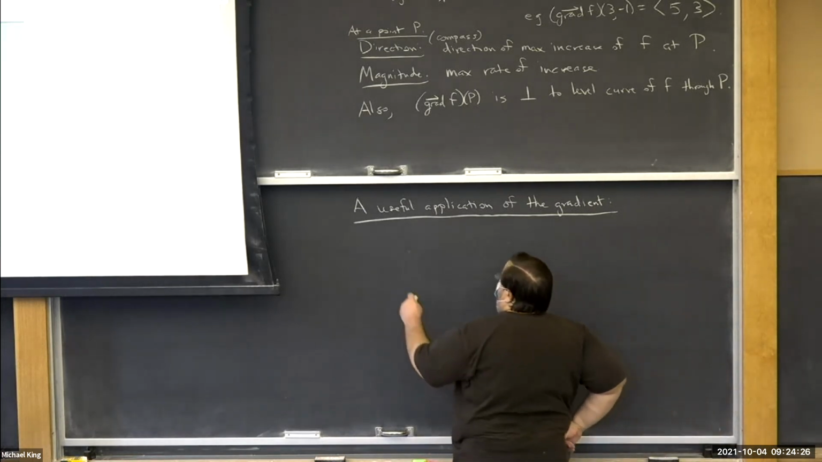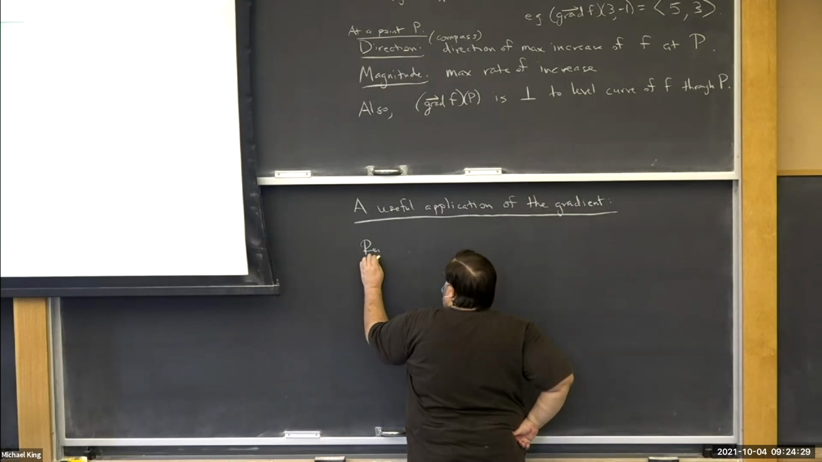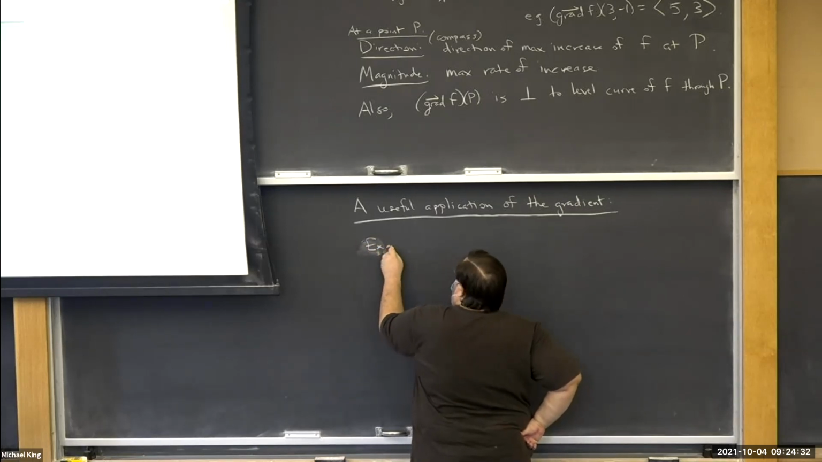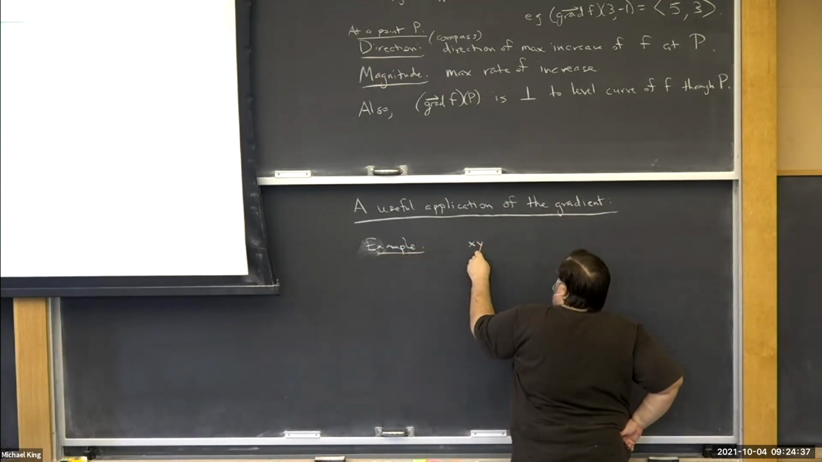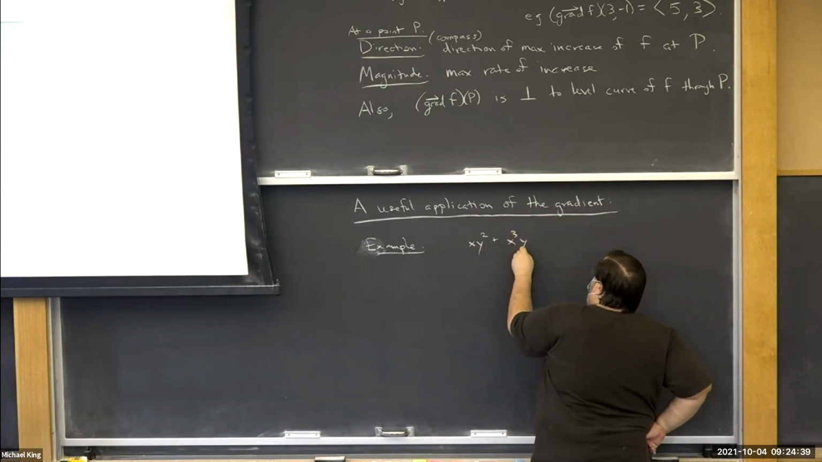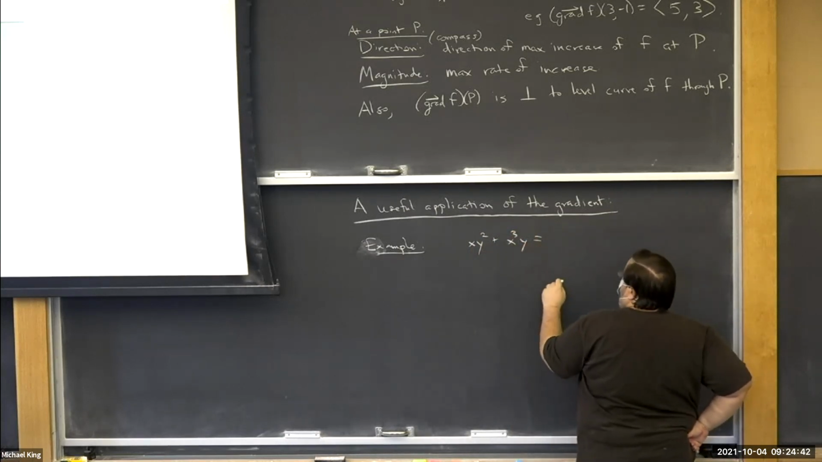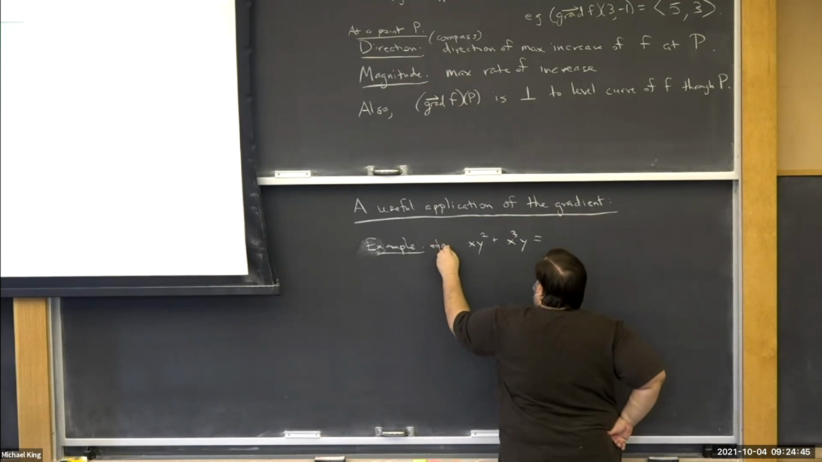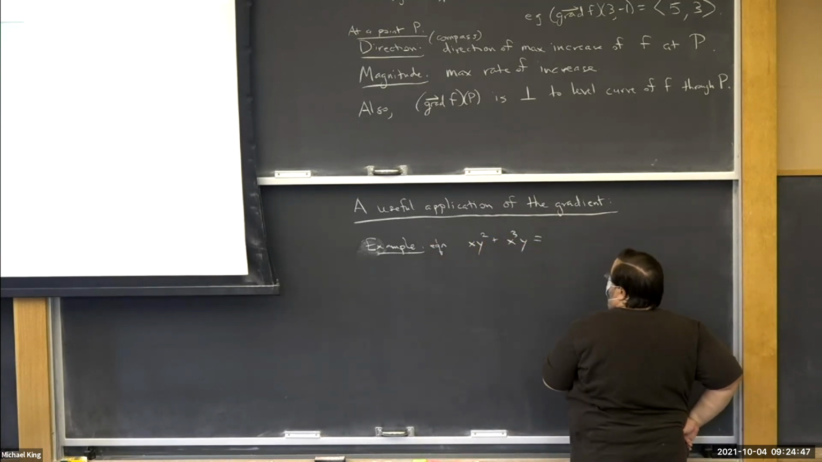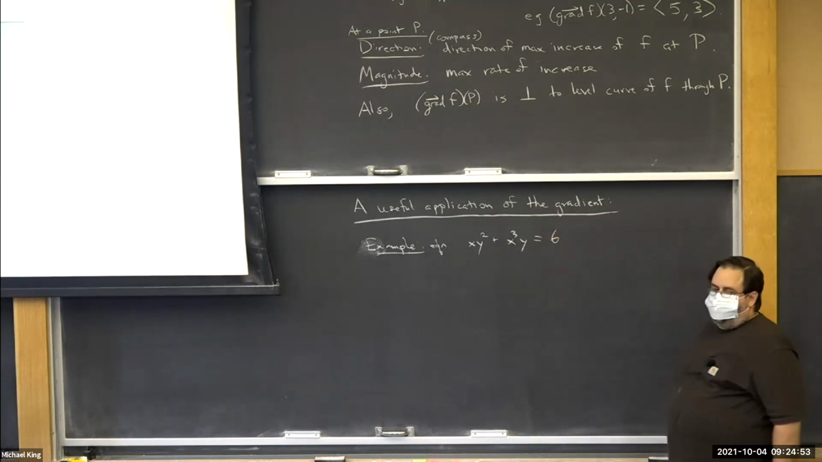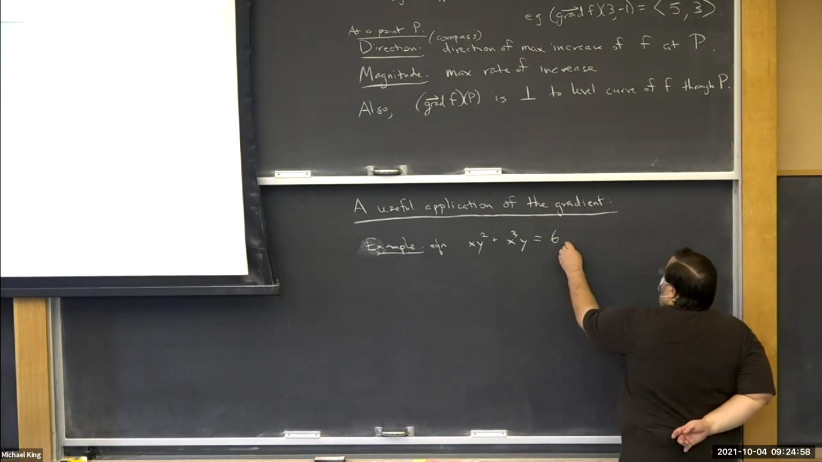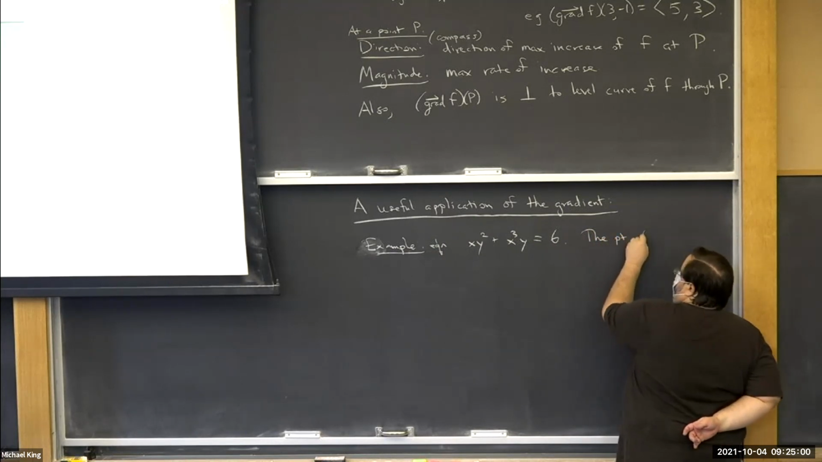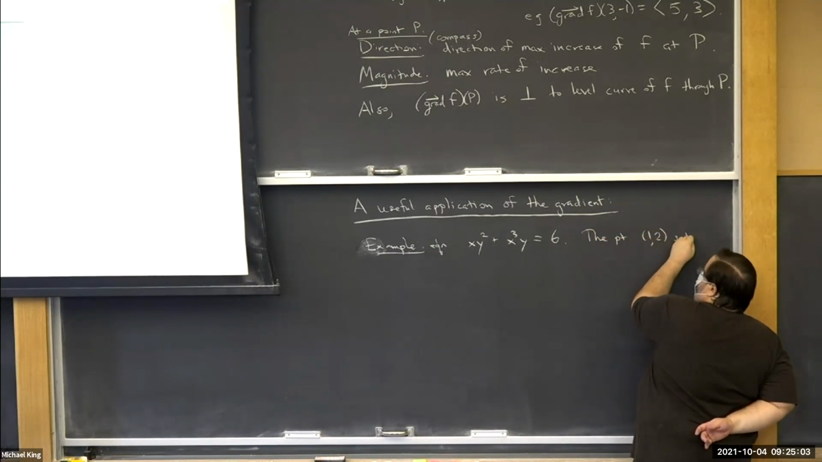So here's a reminder or an example. Say we had the function x y squared plus x cubed y, or it's not a function anymore, it's just an equation. Equals 6. So I think the point (1, 2) satisfies this equation, I think.